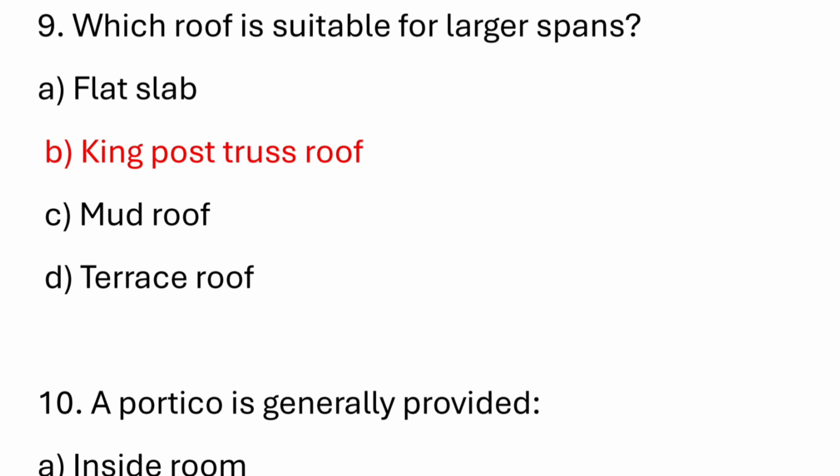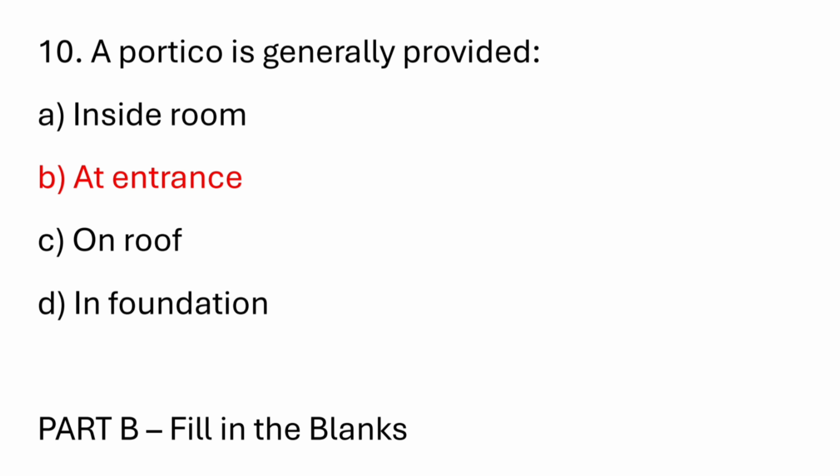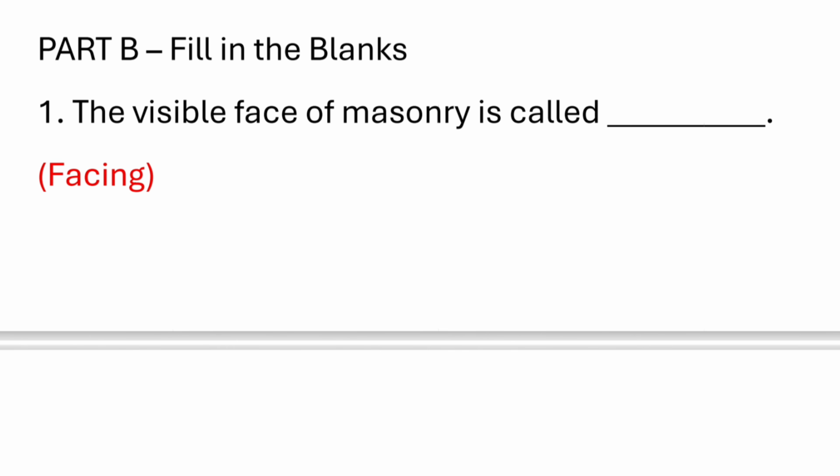Which roof is suitable for a larger span? Option B, king post trussed roof. A portico is generally provided, option B, at the entrance. Next will be the fill in the blanks. The visible face of the masonry is called facing.